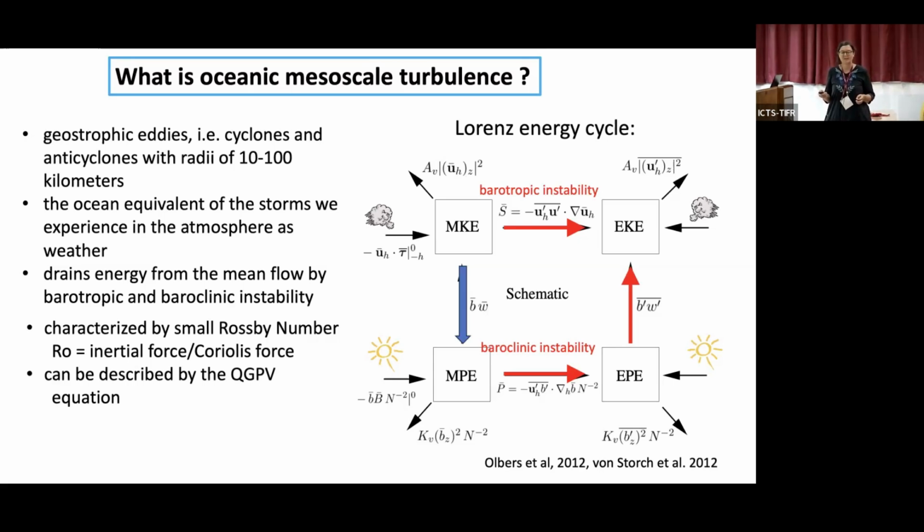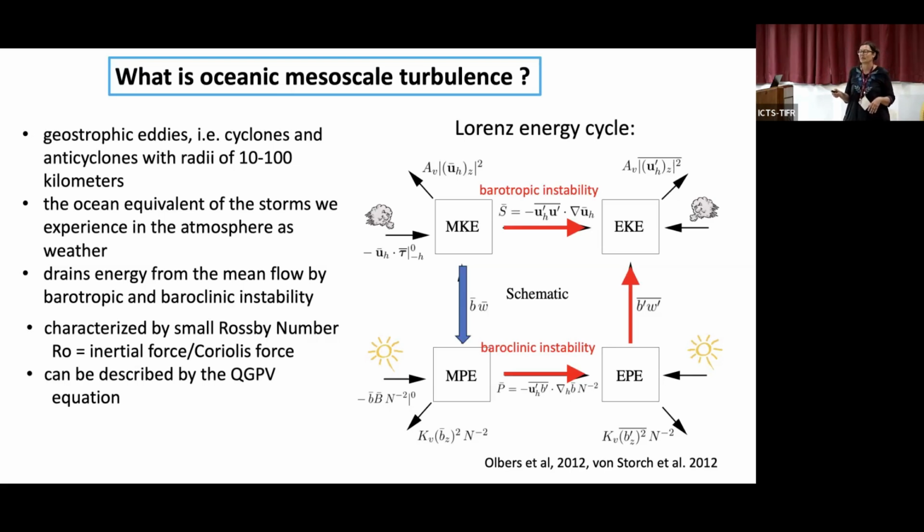It drains energy from the mean flow by barotropic and baroclinic instability, is characterized by small Rossby number, and can be described by the QGPV equation. What you see here is a typical diagram of the Lorenz energy cycle in the ocean. This is a view that can be seen as an integral over the whole volume of the ocean. Here you have the main pathways that create the eddy kinetic energy.